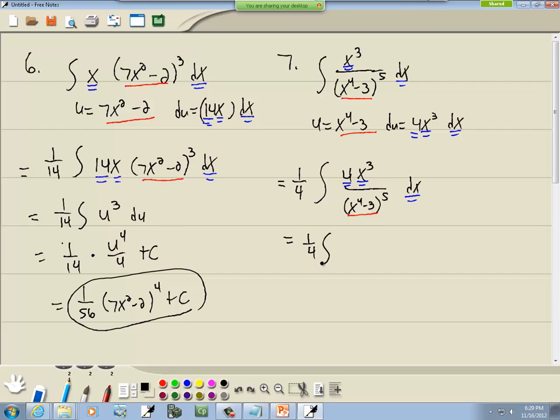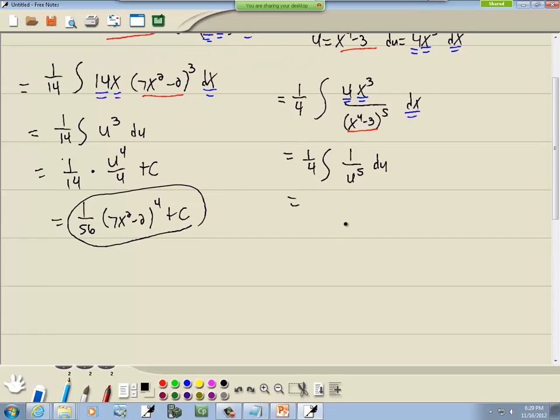And now we're ready for our u substitution. This becomes u to the fifth. 4x to the third dx becomes du. Now, we need it as u to a power, so I'm going to take that u to the fifth and move it up to the numerator, move it up on top. When you move anything opposite where it's at in a fraction, the sign of the exponent changes. So this becomes u to the negative 5 du.